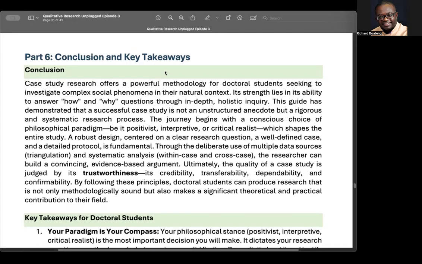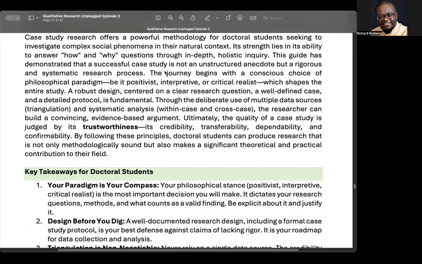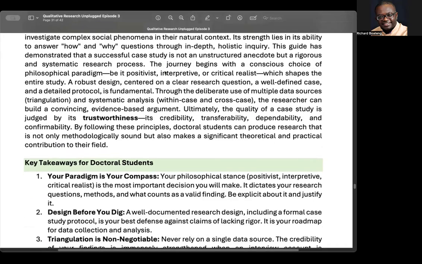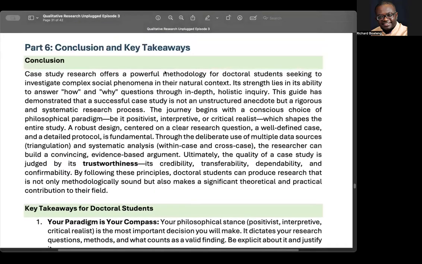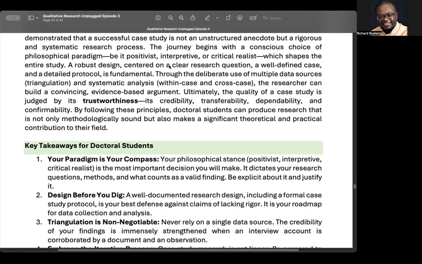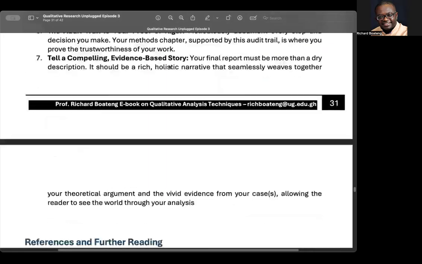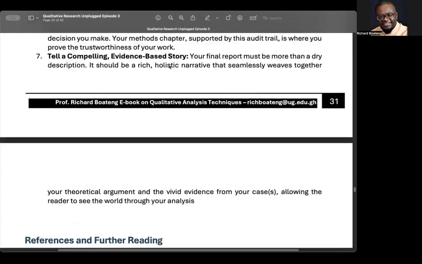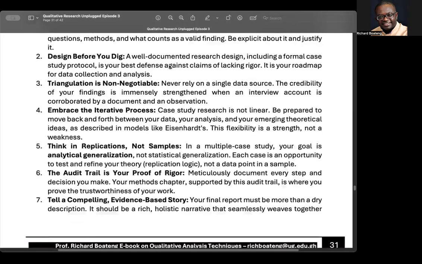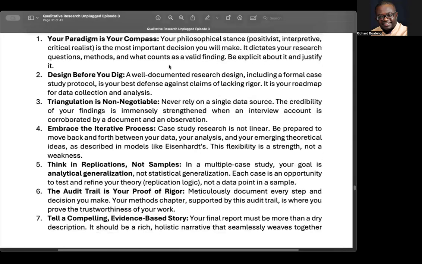First, simply a lack of rigor. This means failing to follow systematic procedures for data collection and analysis, or failing to document those procedures adequately. No audit trail. This leaves your study open to criticism. Not being systematic. Right. Second, applying statistical logic inappropriately. Trying to generalize findings from one or a few cases to a large population. Remember, case study generalization is typically analytical, generalizing to theory, not statistical, generalizing to a population. Using the wrong kind of generalization.